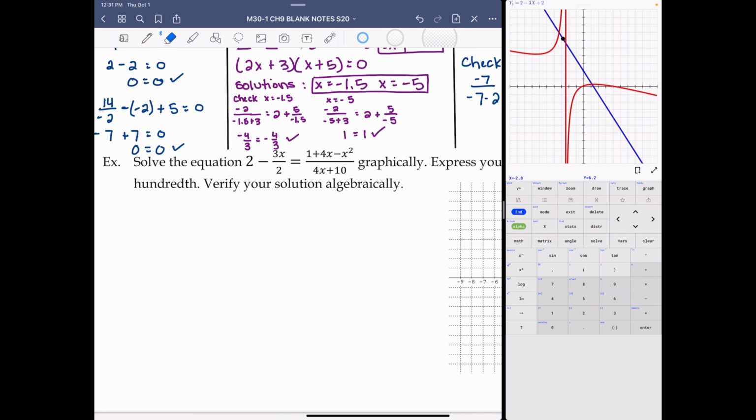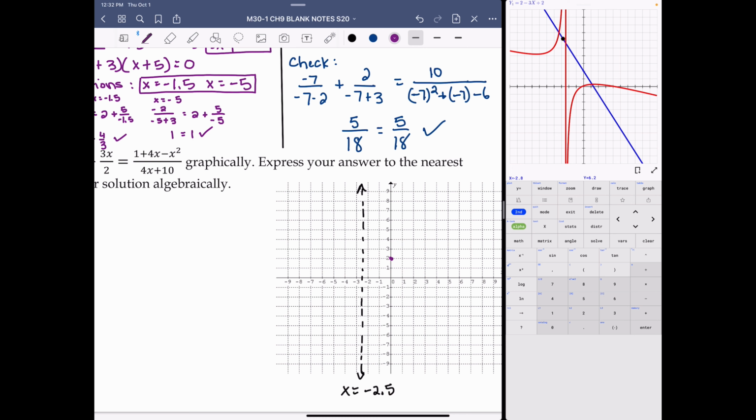I'm going to start by sketching my linear function, which is the left-hand side. y equals 2 minus 3 over 2 x. So our y-intercept is 2, and our slope is negative 3 over 2. So down 3, right 2, down 3, right 2, or up 3, left 2. Y-intercept at 2, down 3, right 2, down 3, right 2, down 3, right 2, and then up 3, left 2, up 3, left 2, and I can join those points with a line.